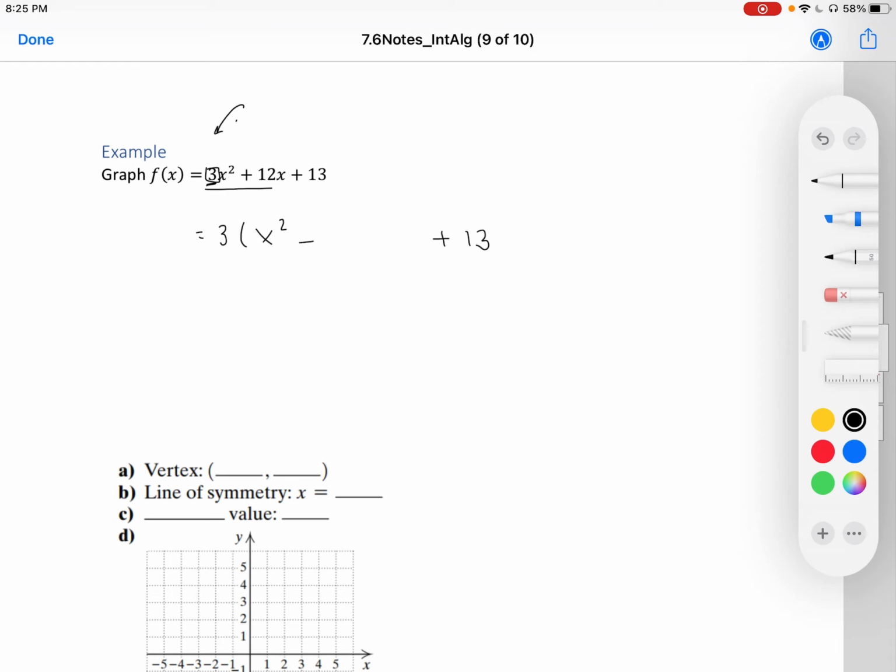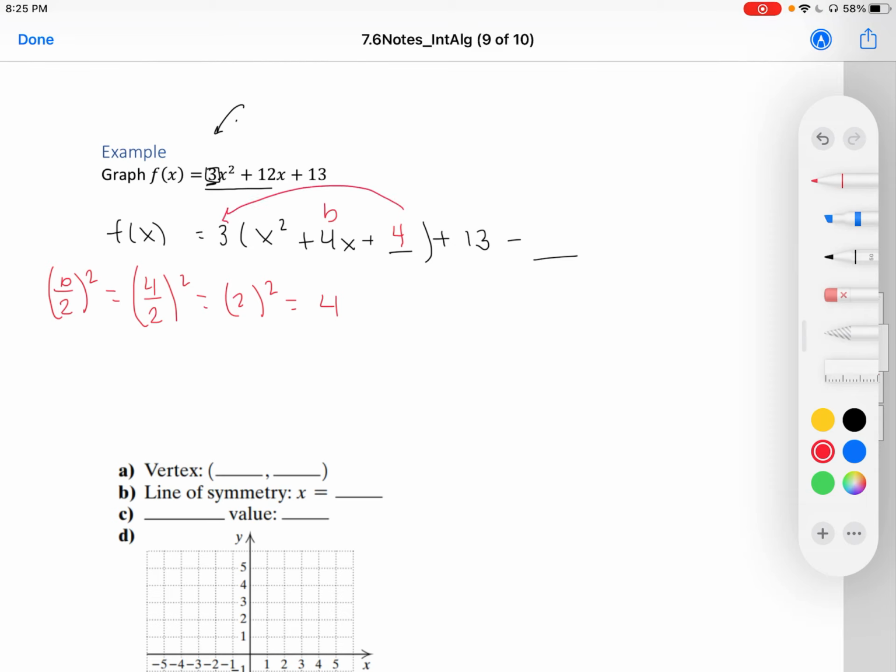So I have x squared plus, and then 12 divided by 3 is 4x. And our goal is to add a something, and then we're going to subtract a something and counter it off. All right, my formula for completing the square is b divided by 2 squared. My b is 4. 4 divided by 2 is 2, and 2 squared is 4. So I'm going to add a 4, but because it's inside the parentheses, I have to account for the 3. 3 times 4, we get 12, and then I subtract 12.